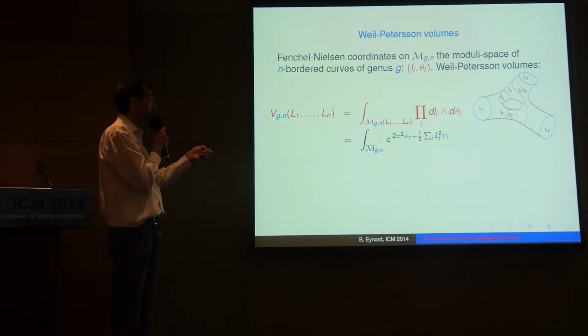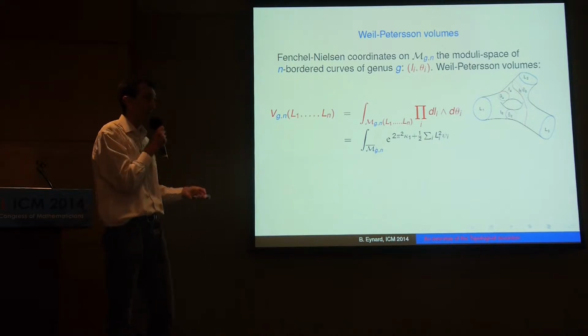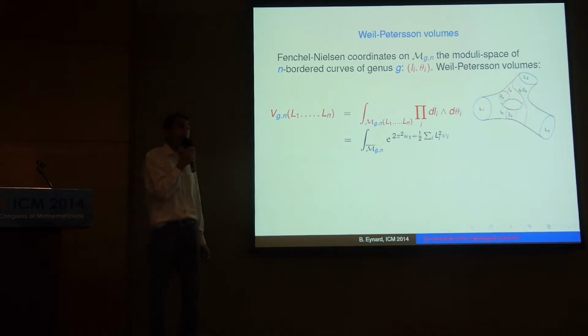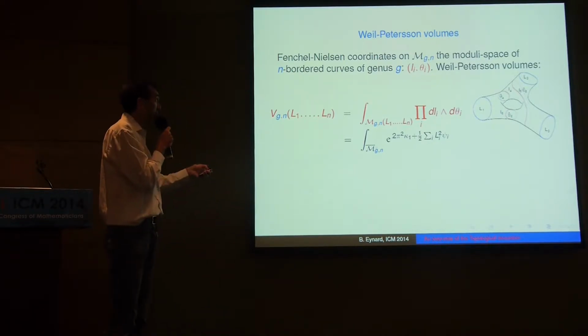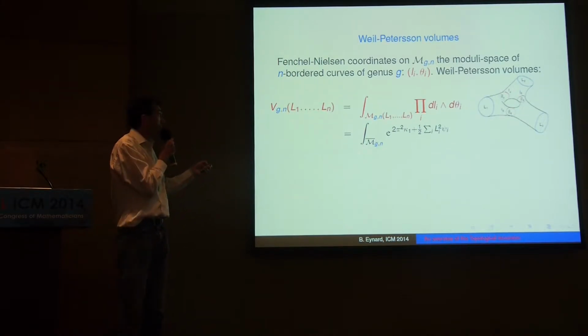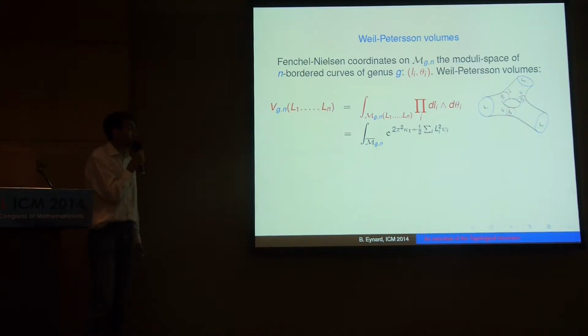So the coordinates are different, but what you can show is that the measure, the volume form, the product of dl_i d theta_i, so the top volume form, is in fact independent of how you cut into pairs of points. This is called the Weil-Petersson measure on M_{g,n}. So this allows you to compute the volume of M_{g,n}. Well, it's complicated to compute those integrals.